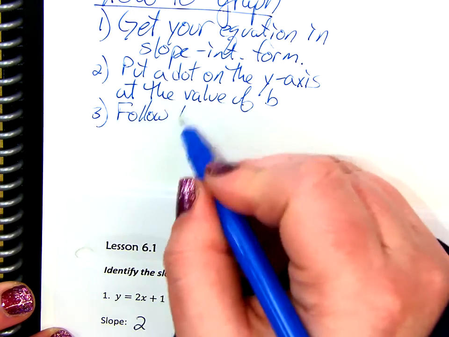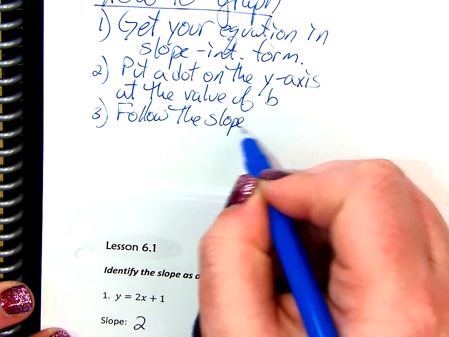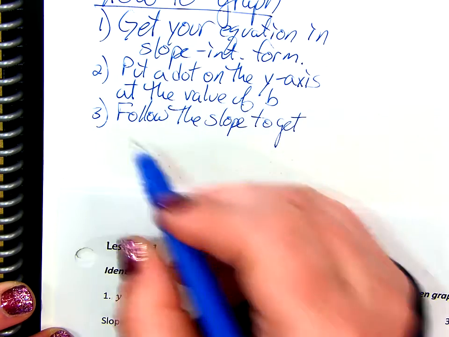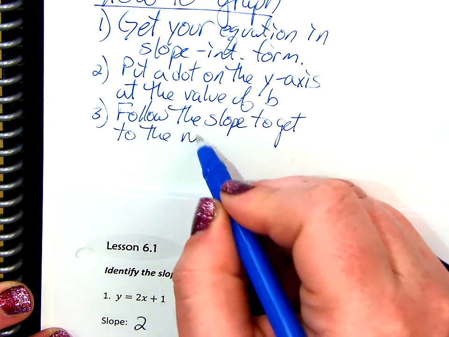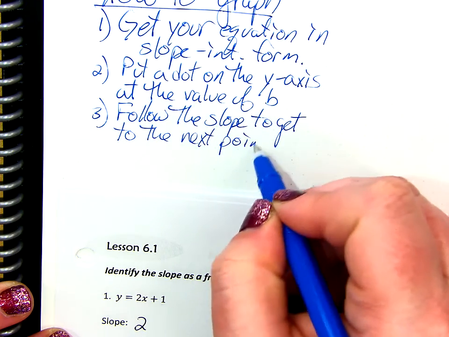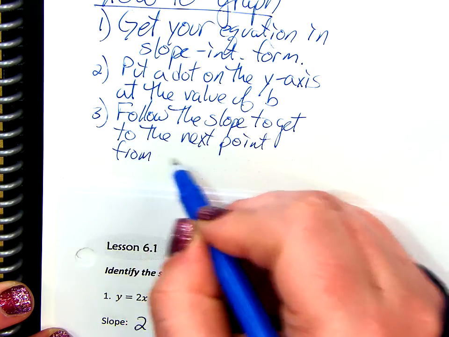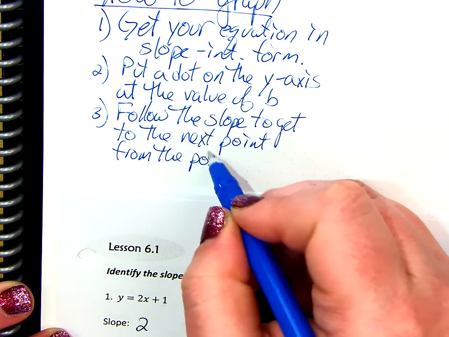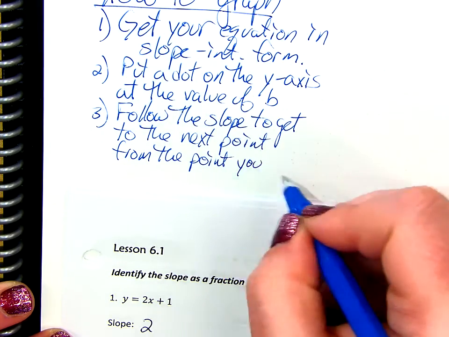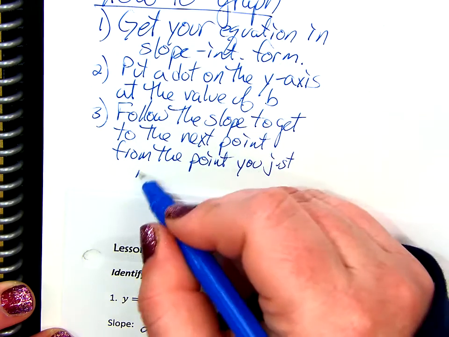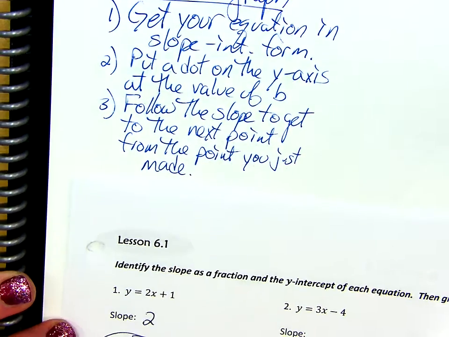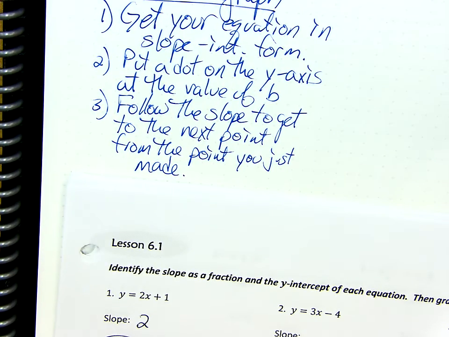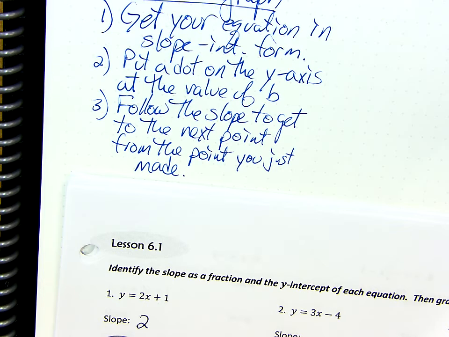Okay, now we're ready for step 3, which is, from that point, you're going to follow your slope to get to the next point from the point you just made. So you just put a dot on your graph, right? That's a point on the line. You have one. You really just need one more, right? Can't you make a line out of any 2 points? You just connect any 2 points, right? You can just connect the line.